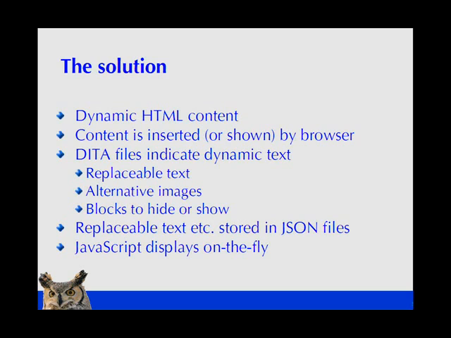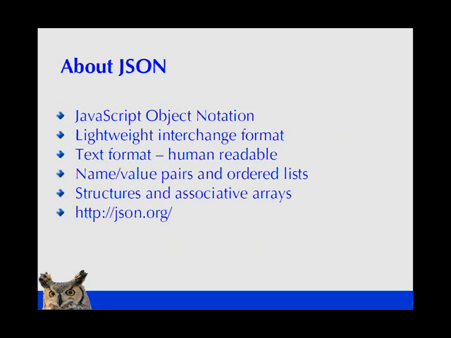Now, the DITA files then had to be coded so that they could indicate where the dynamic text was. And so we had to have specific DITA encodings for the pieces of replaceable text, the images, and blocks to hide and show. And as I say, we use JSON files for storing that information, and we're going to talk a little bit about that. The total summation of this is that as the help page is displayed in the browser, JavaScript was invoked, made the right decisions, and pulled in the correct piece of information and displayed it in the HTML.